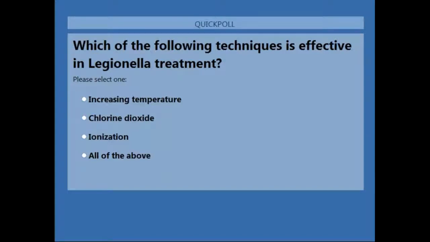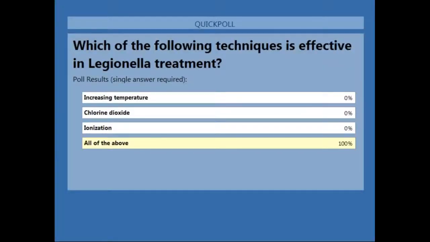And we'll go ahead and close it. See how everyone did real quick. And looks like you all are paying attention. We got 100% of you getting the correct answer.